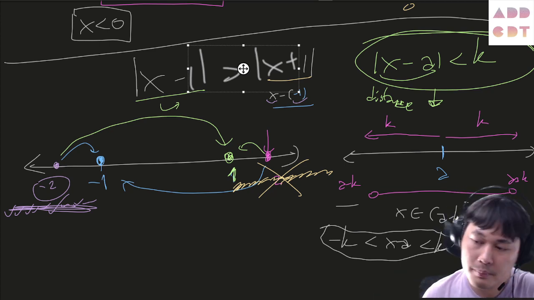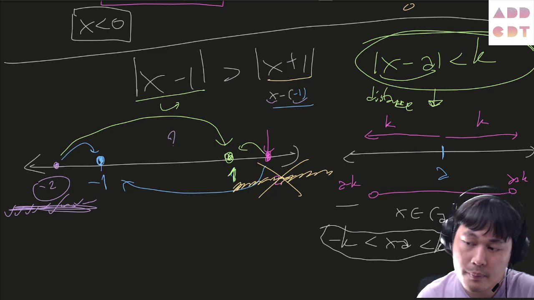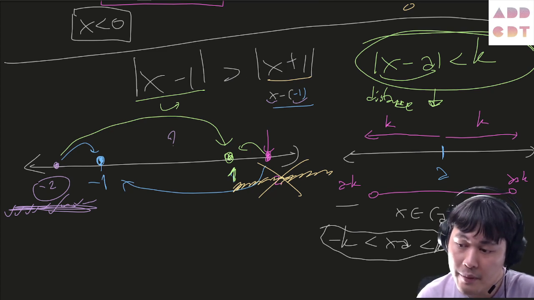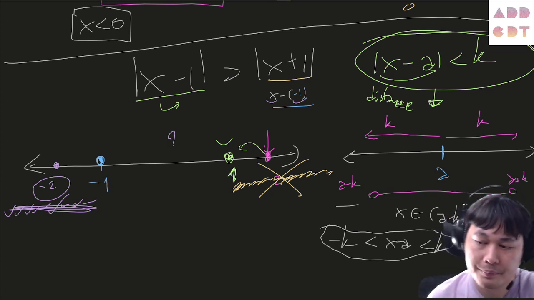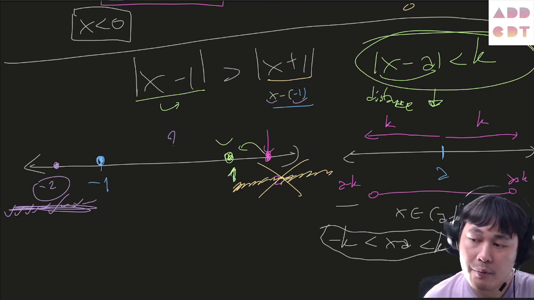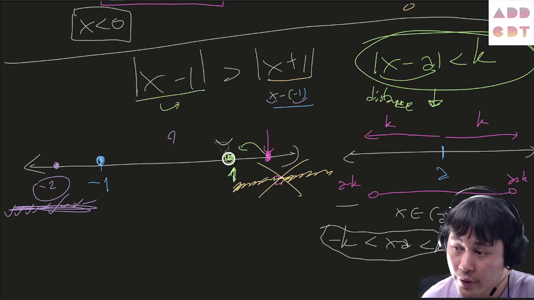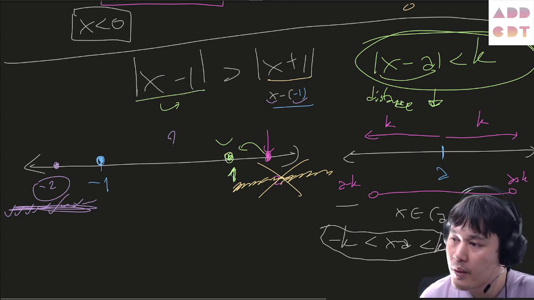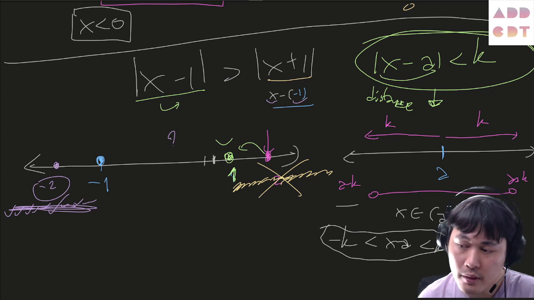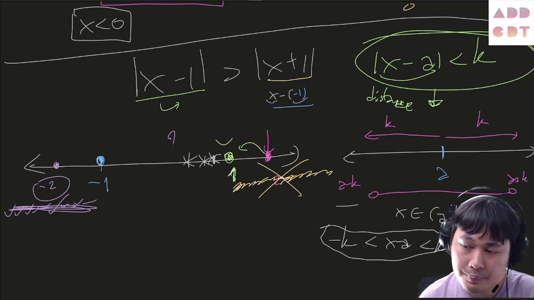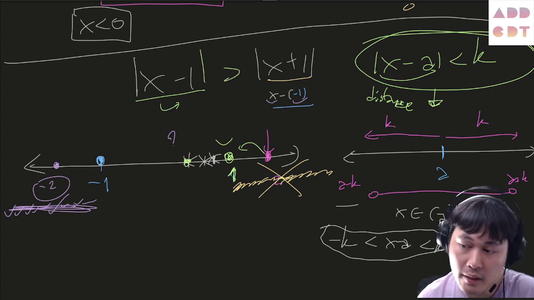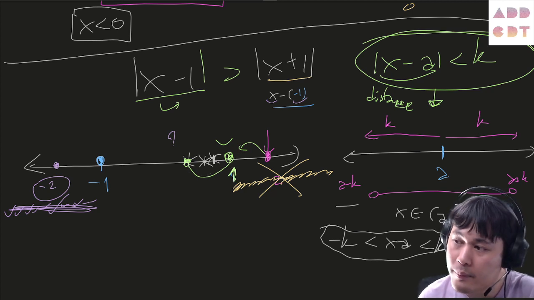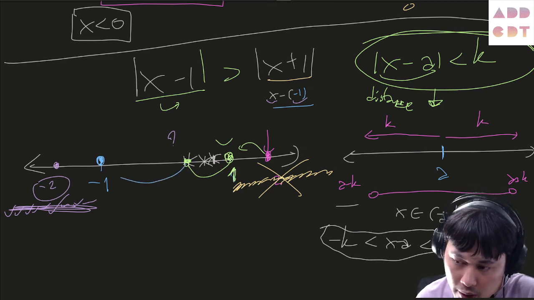But then we have to ask what happens in between. The left and right parts are obvious, but what about the numbers in between? And again, go back here and we want the distance to the green point to be larger. So if it's too close to green, then they don't satisfy the inequality. And let's say if we take this point, the distance to the green point, or x minus 1 here, is 1, but the distance to the blue point is larger.